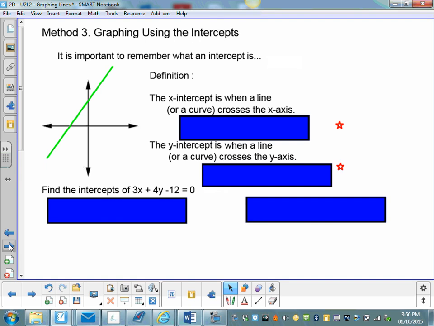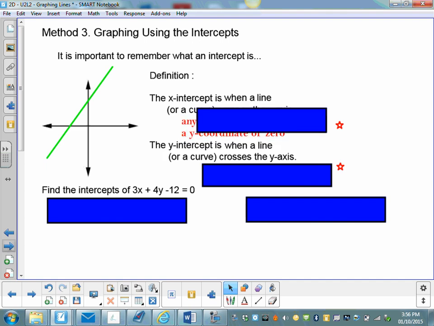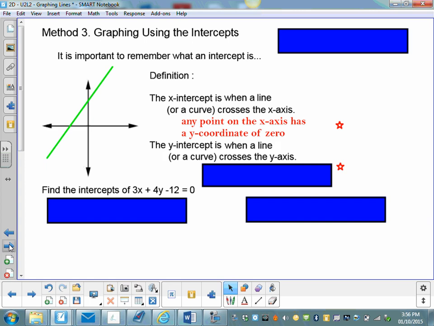So now let's take a look at how we can graph using intercepts. It's important to remember what an intercept is. The definition: the x-intercept is when a line or a curve crosses the x-axis. So on my graph here, the x-intercept is this point right here. So that's the x-intercept.